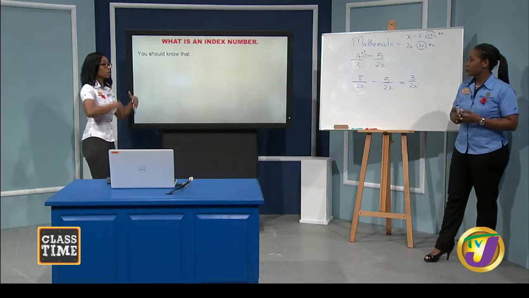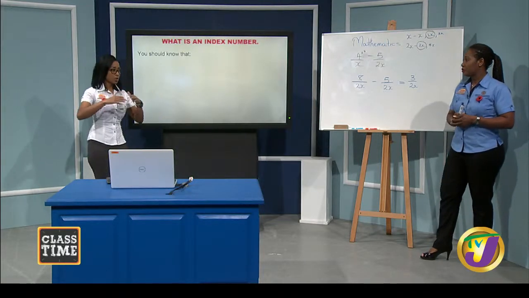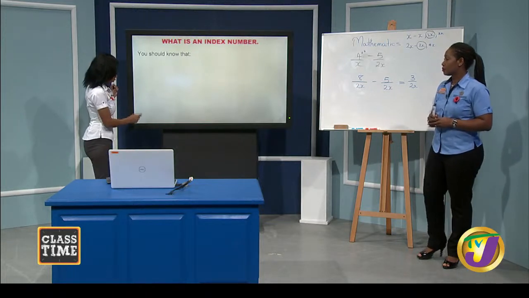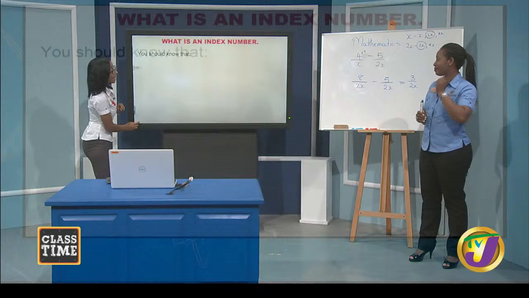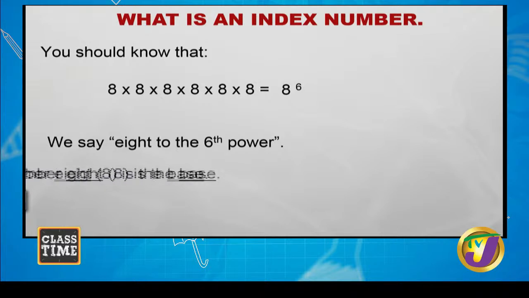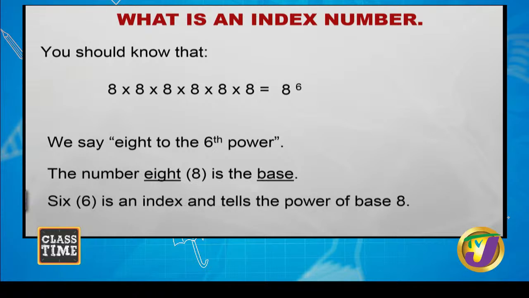Since we have looked at algebraic fractions, we're going to step it up. We're looking now at indices, and what an index number is. You should already know 8 times 8 times 8 times 8 times 8 times 8 gives you what? Let's count: 1, 2, 3, 4, 5, 6. I counted six 8s, so that means it's 8 raised to the 6th power. Here our 8 is the base, while 6 is the index, and it tells the power of the base.